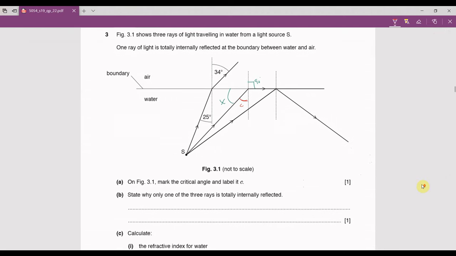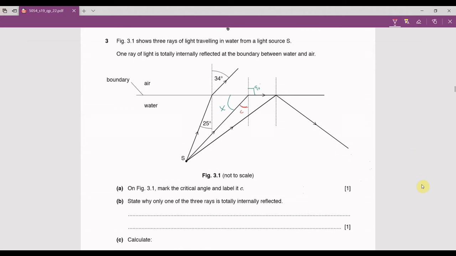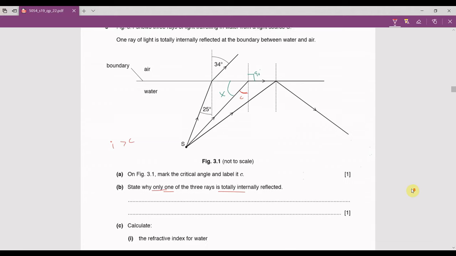Okay, state why only one of the 3 rays is totally internally reflected. They're saying why only one, and why not all the others? Because for total internal reflection, you want your angle of incidence to be larger than the critical angle. If the angle of incidence is larger than the critical angle, only then is the ray going to totally internally reflect. Otherwise, it's just going to be simple refraction.